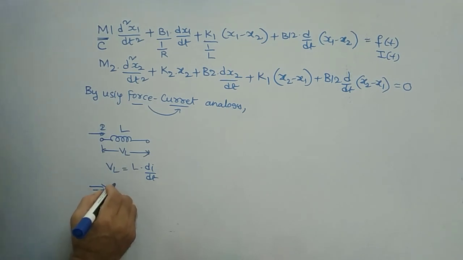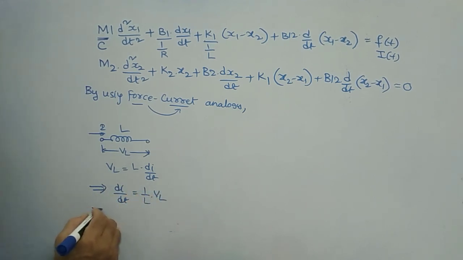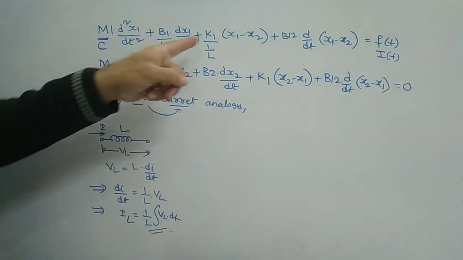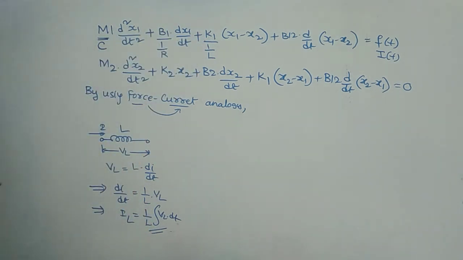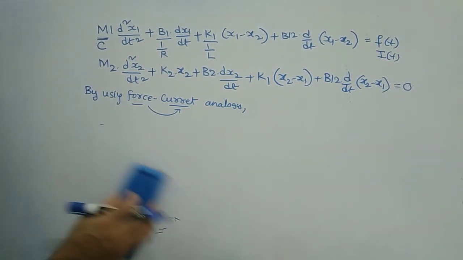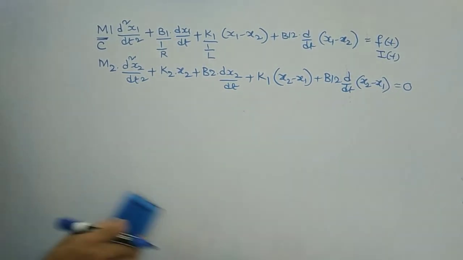What can I write? di by dt is equal to 1 by L into VL. I want I, so you must integrate on both sides, then the differentiation will be cancelled out. Then 1 by L into VL into dt. So the current IL is equal to 1 by L integral of VL dt. Very simple, no? Likewise, if we apply this principle, then definitely your equation becomes very easy. I think you understood.